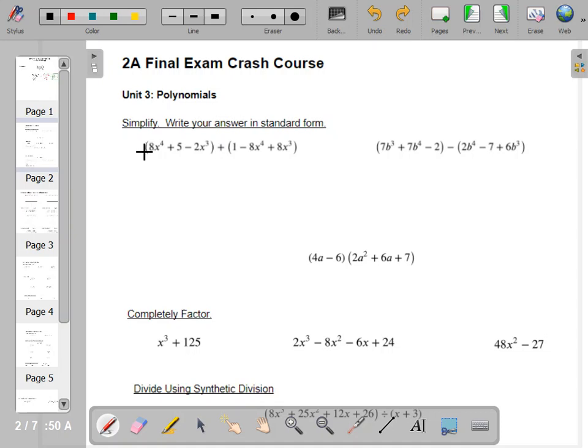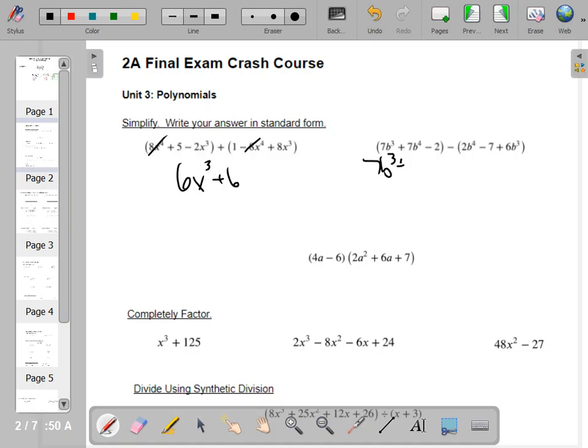When you're adding, these parentheses don't matter. You're just combining like terms. 8x to the fourth minus 8x to the fourth, those cancel out. -2 and +8, that makes 6x cubed, and 5 plus 1 is 6. So 6x cubed plus 6.